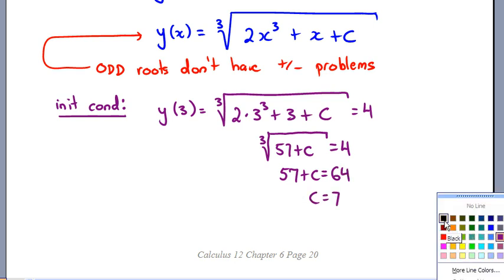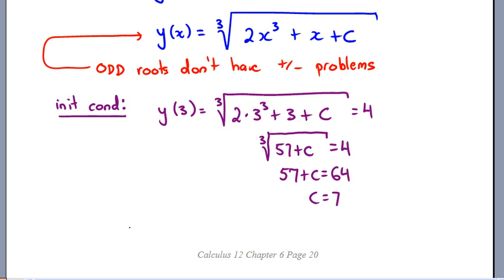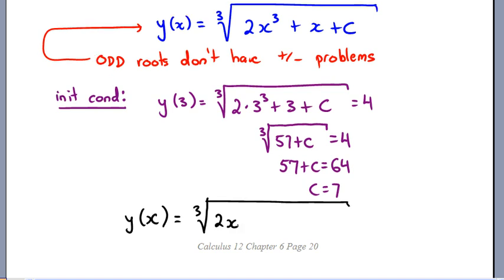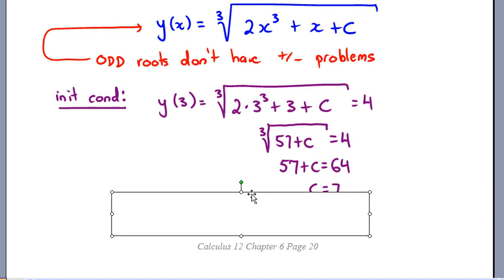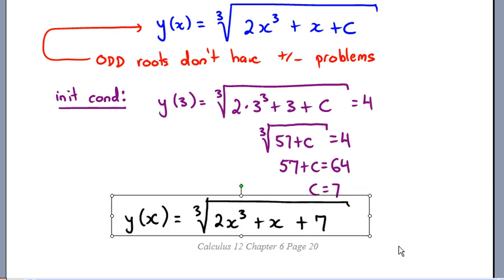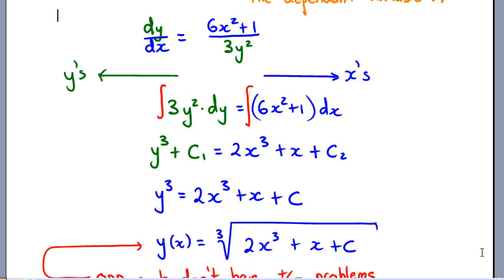And I'm now ready to write my answer in. Here's my solution for my first separable differential equation. This y, which is made up of x's, is actually the cube root of this big mess. It's going to be the cube root of 2x cubed plus x plus 7. And in this story, that 7 is inside that root. It's not tacked on after the root, it's actually inside it in order to get this to work.